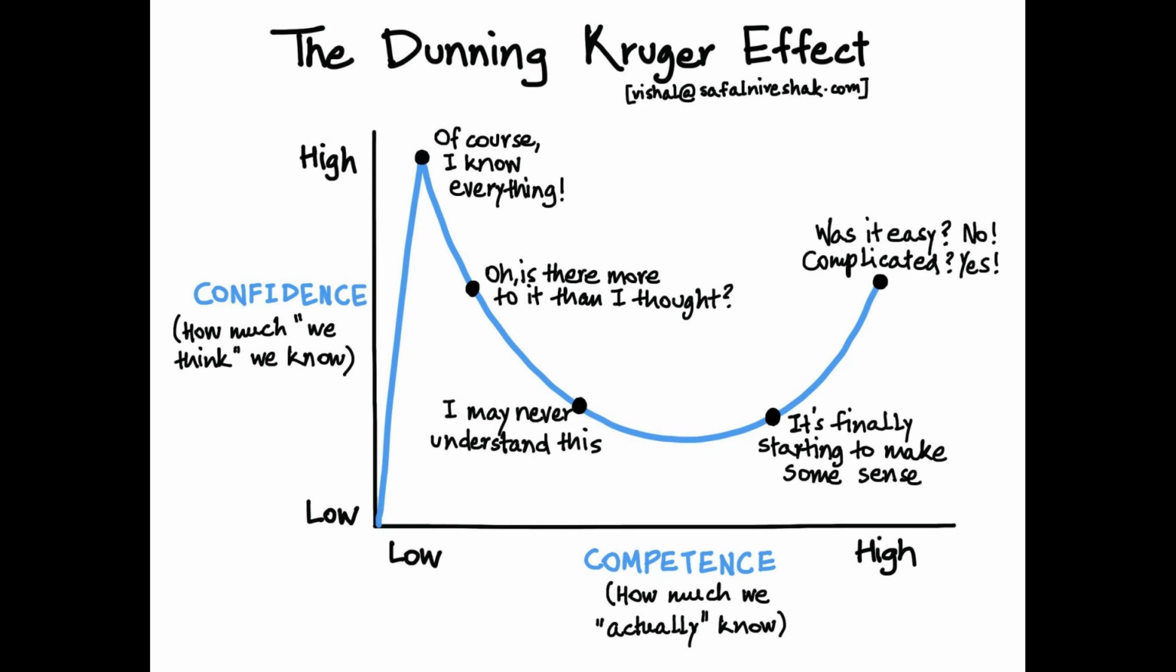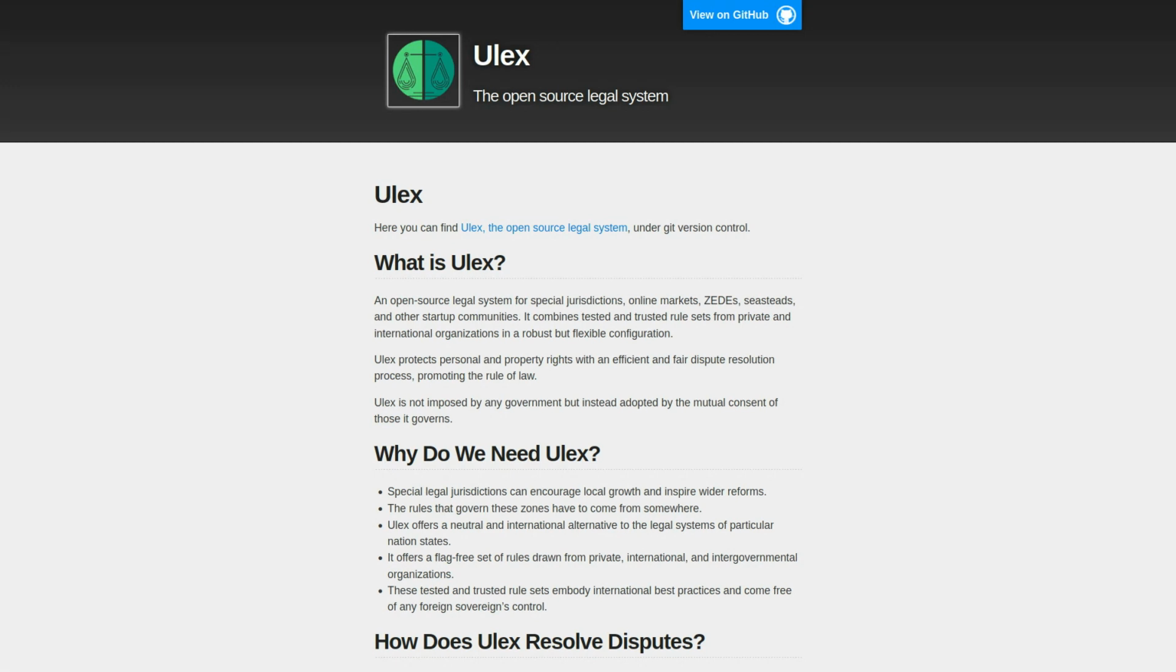If you go to the website for this project, ulex.law, there's like a white paper and stuff, and their basic description says, what is Ulex? It's an open source legal system for special jurisdictions, online markets, ZEs, I don't know what that is, seasteads, and other startup communities. It combines tested and trusted rule sets from private and international organizations in a robust but flexible configuration, right? So it's basically a set of laws, right?